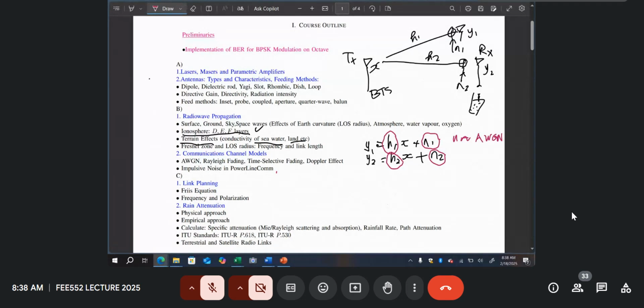Additive white Gaussian noise. Additive because it is added into the signal. So if you had a signal like that, then with the noise, it will be something like this. It's noise, so it's additive on that. So this has mean 0 and variance 1. Such a PDF is drawn like this. It's a bell-shaped PDF. This is AWGN.